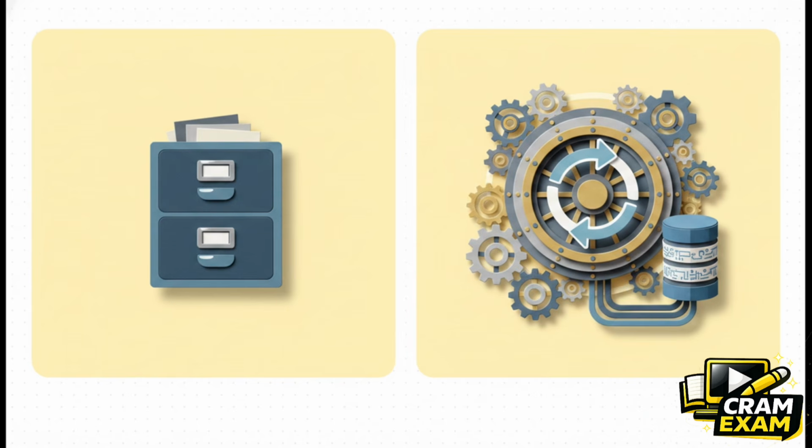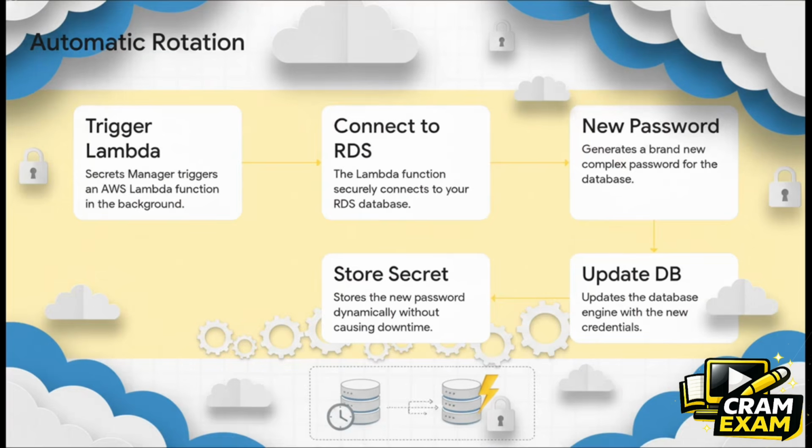Now, here is where this gets really interesting. Enter AWS Secrets Manager. Secrets Manager is built specifically for high-value secrets. While Parameter Store just holds your password, Secrets Manager actively manages it. It features native automatic secret rotation, plus it integrates directly with AWS databases like Amazon RDS, Amazon Aurora, and Amazon DocumentDB.